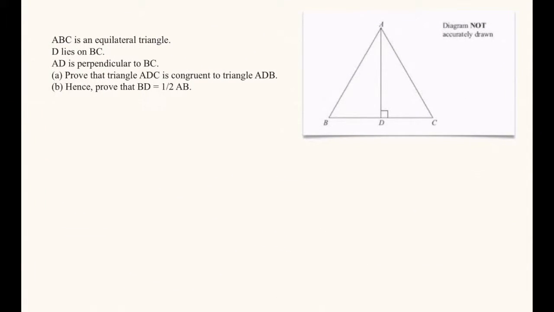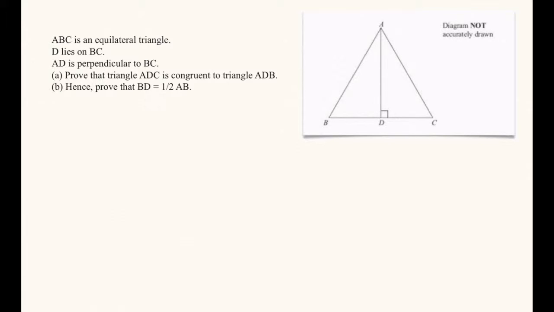Let's look at this question here. They give us three facts. The first is that ABC is an equilateral triangle. The second is that D lies on BC. And the third is that AD is perpendicular to BC. And then they ask us to prove that triangle ADC is congruent to triangle ADB.